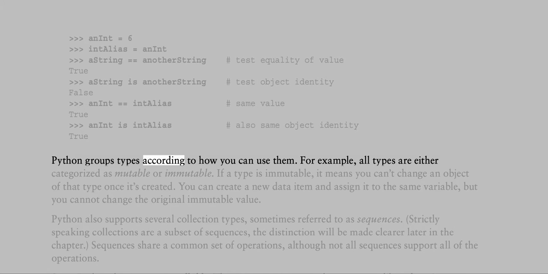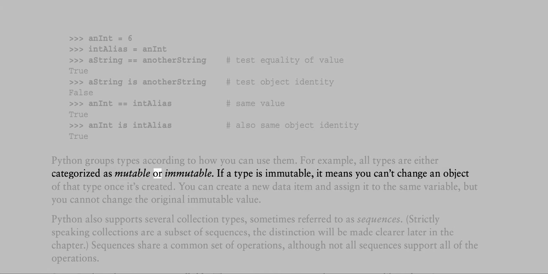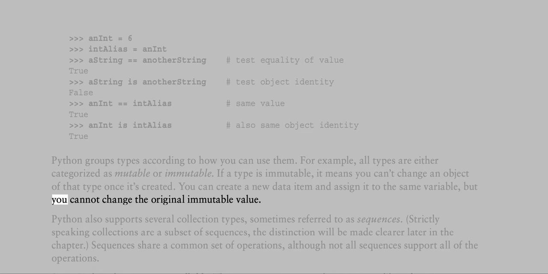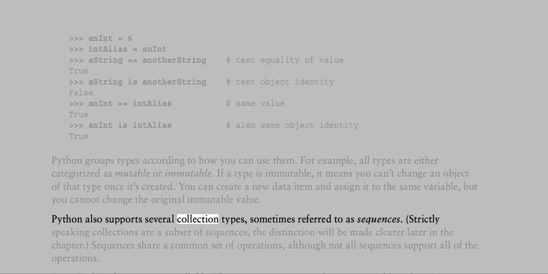Python groups types according to how you can use them. For example, all types are either categorized as mutable or immutable. If a type is immutable, it means you can't change an object of that type once it's created. You can create a new data item and assign it to the same variable, but you cannot change the original immutable value. Python also supports several collection types, sometimes referred to as sequences.